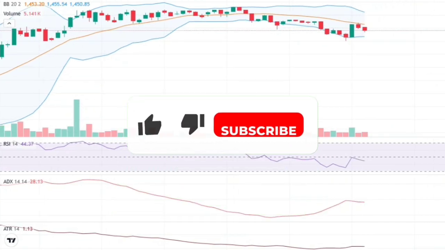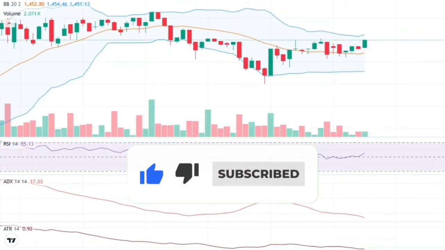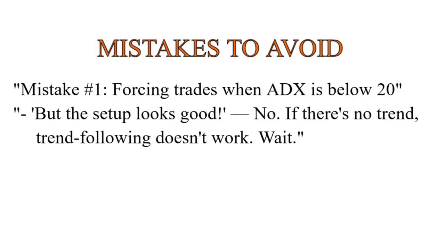Part 8. Common mistakes to avoid. Let's talk about the mistakes I see traders make with this strategy, so you don't make them. Mistake number 1: forcing trades when ADX is below 20. But the setup looks good. No, if there's no trend, trend following doesn't work.